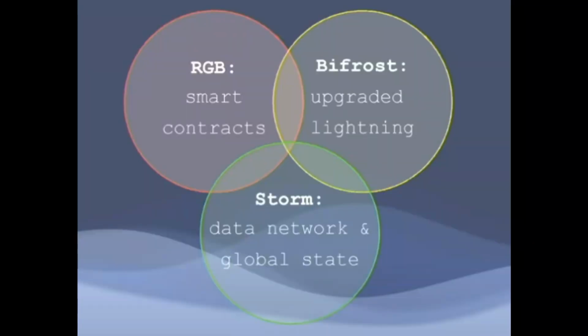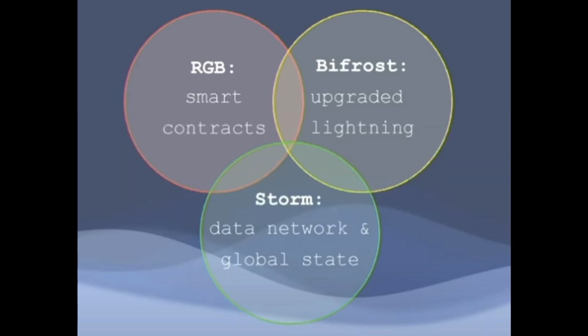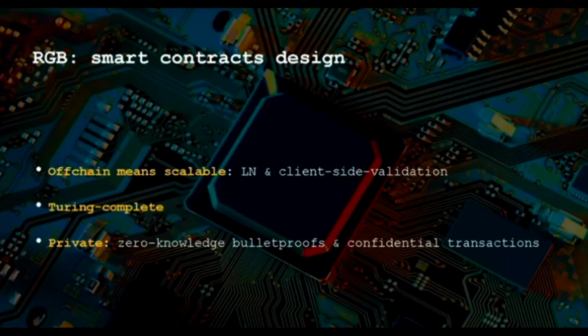So let's talk about the three main protocols underneath this umbrella. We're going to talk about RGB, Bifrost, and Storm. And I'm taking a lot of this from Dr. Orlovsky's presentation from Bitcoin Amsterdam late last year, which I will link in the description. I'd invite you to take a look at that so you can hear some of this in his own words. But first we've got RGB.